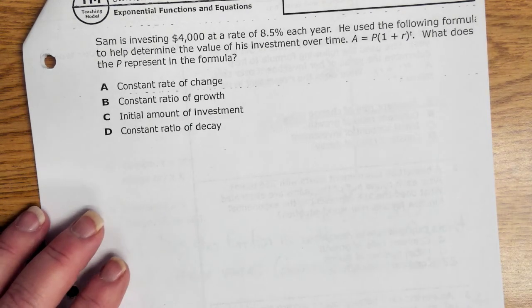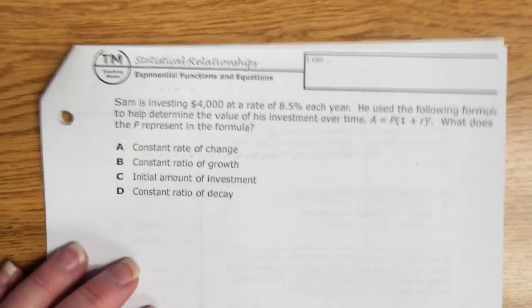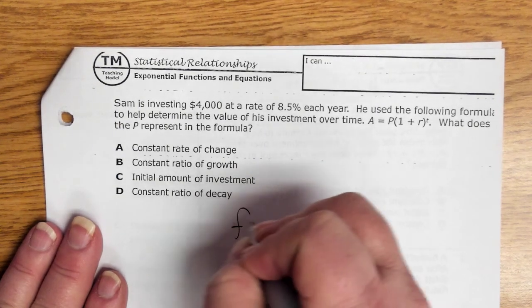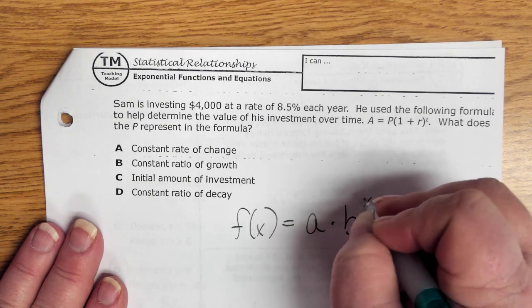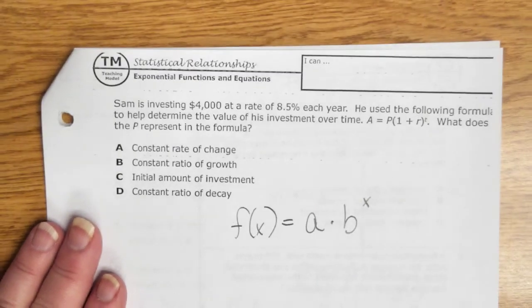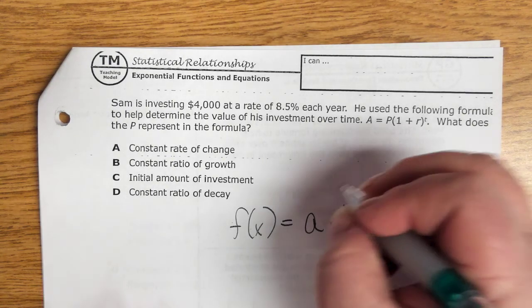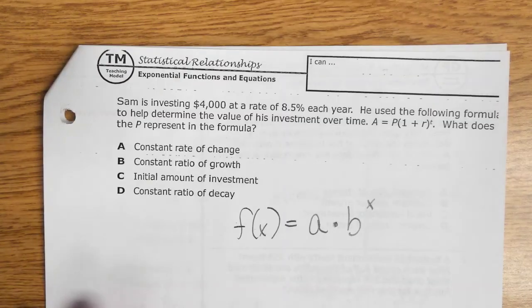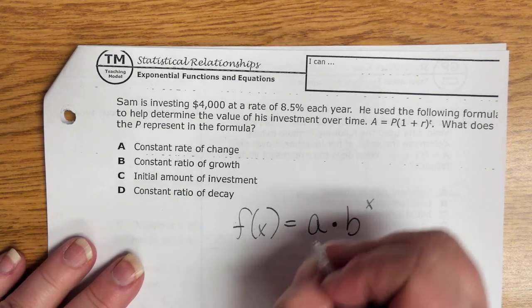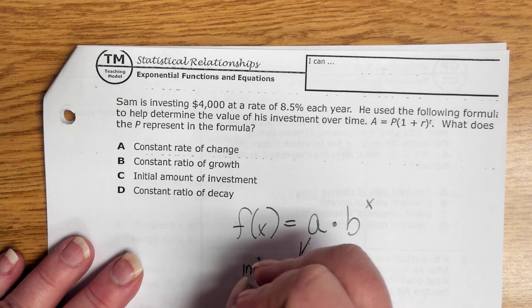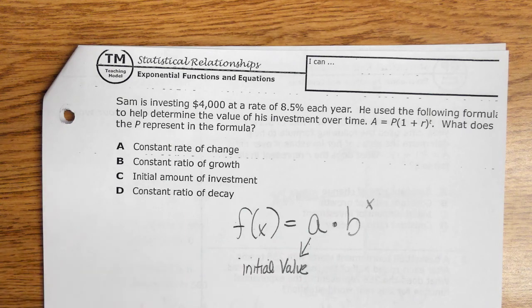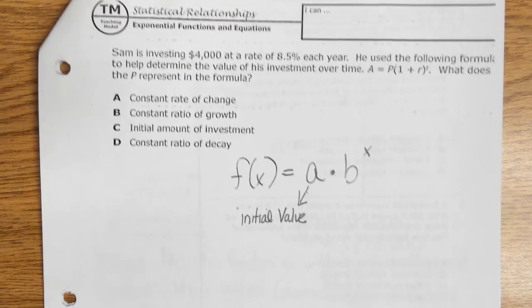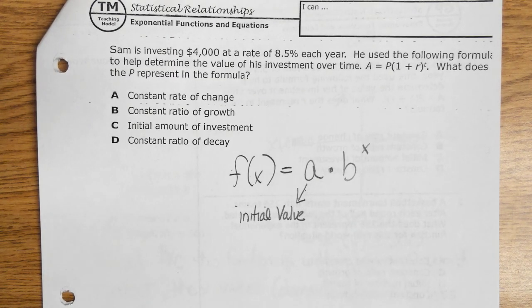All right, before we move on, I want to talk about an exponential parent function and what it all means. This is the parent function of an exponential. It is a times b to the power of x. A is always your initial value. It can be called your initial investment. It's your starting point. That is what A represents in the parent function.